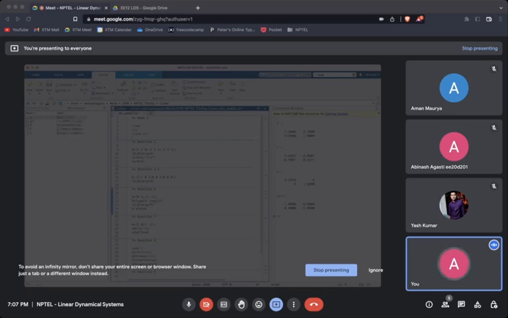Question 6. So you see the eigenvalues, they are strictly positive. So that means that the matrix P is a positive definite matrix. All right.